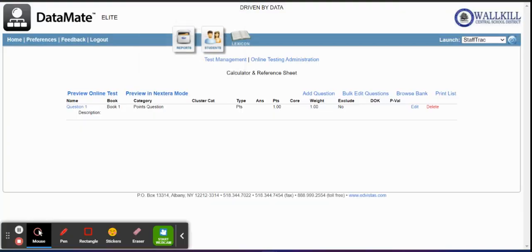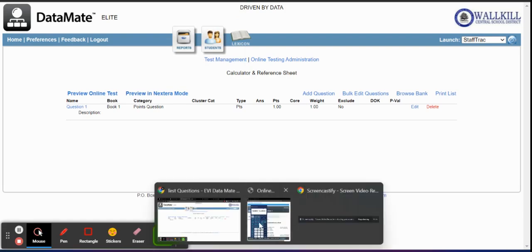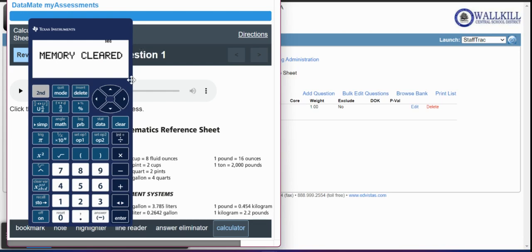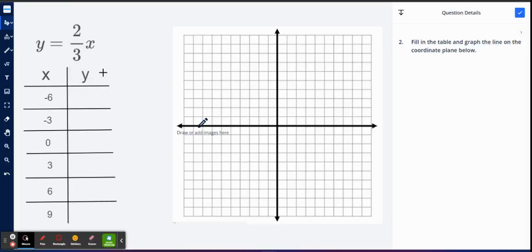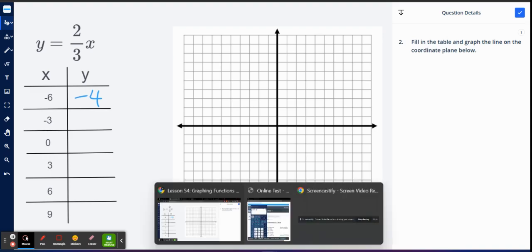You can use a fraction calculator if this pops up. Here we go. Okay. So 2/3 times negative 6 is negative 4. All right, so let's go back and write in negative 4. Okay. 2/3 times negative 3.